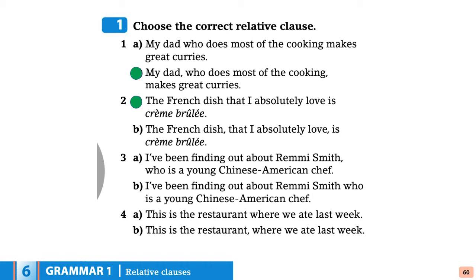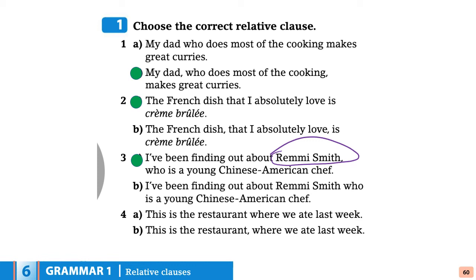Number 3. A: I've been finding out about Remy Smith, comma, who is a young Chinese American chef. B: I've been finding out about Remy Smith who is a young Chinese American chef. Okay, so which one is the correct one? That's it. This is non-defining, okay? I already told you about Remy Smith, so that's extra information, who is a young Chinese American chef. You don't have to identify him because I have already told you the name, which is Remy Smith.